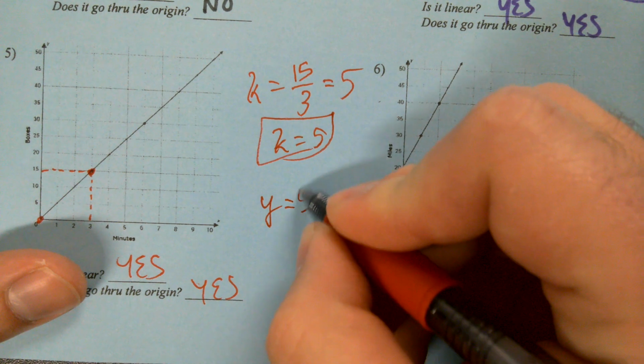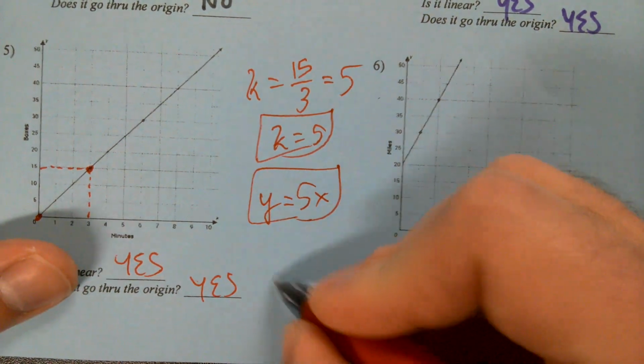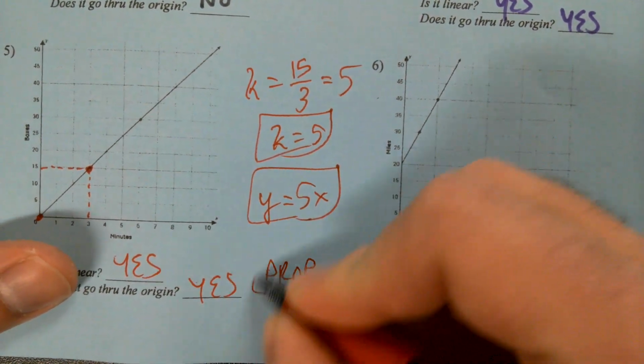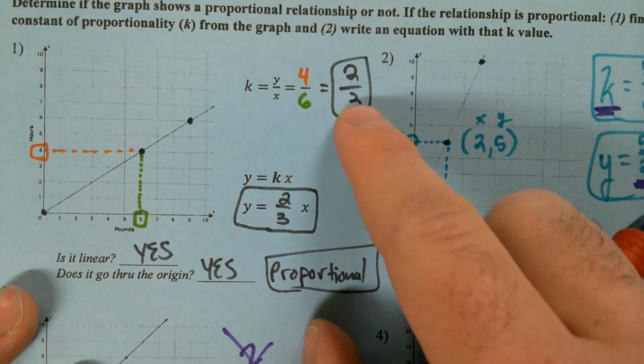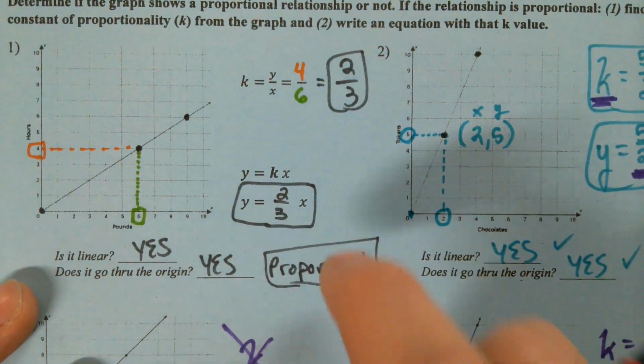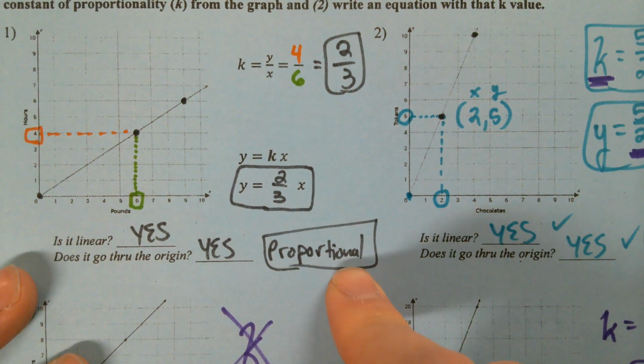And y is equal to 5x. Also make sure you write that this is proportional. Yes? So we box k equals 5 and also y equals 5x. That's right. Just like we saw in the one we did yesterday together. Box up the k, box up the equation, box up that this is proportional.